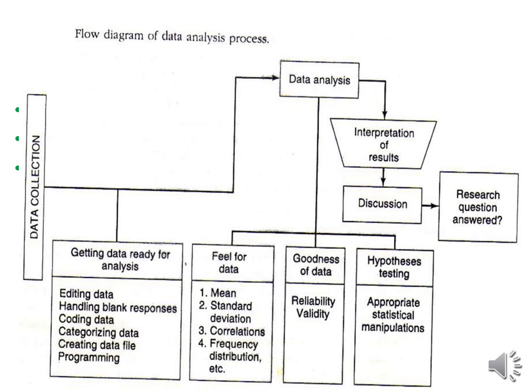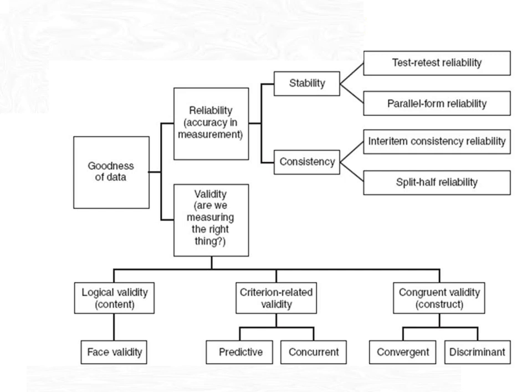Data analysis has three main elements: feel for data, goodness of data and hypothesis testing. We have already discussed feel for data in our lectures and videos. Now we are working on goodness of data, reliability and validity. Goodness of data has a complete framework. Basically, goodness of data refers to reliability and validity. Reliability refers to the accuracy of measurement in the data, and validity refers to measuring the right things, the things which a researcher claims.